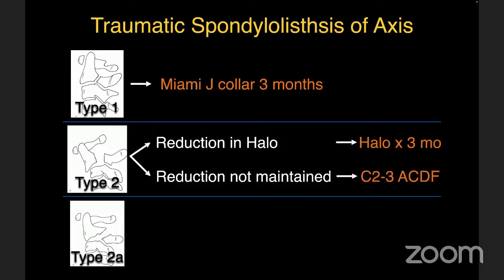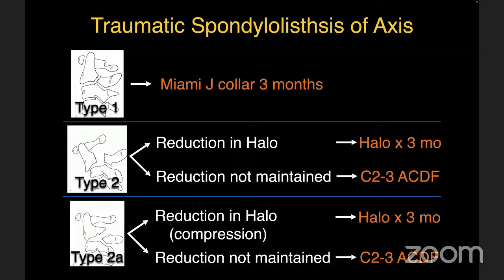If you have a type 2 fracture where the disc is partially injured, not fully injured, then you can potentially treat them in an external immobilization such as a halo or a Miami J, as long as the reduction is maintained. But if the reduction is not maintained, you are looking at a fusion. The same goes for type 2A.